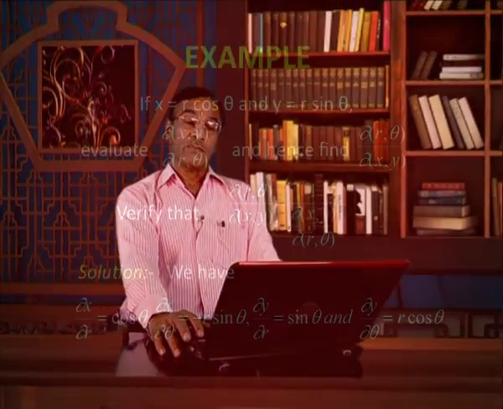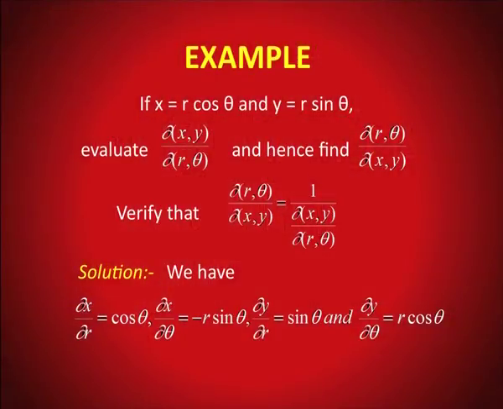Example representing Jacobian is as follows. If x is equal to r cos theta and y is equal to r sin theta, that is x and y are functions of r and theta, then evaluate the partial derivative del(x,y) over del(r,theta), that is the Jacobian of x, y with respect to r, theta, and hence find the Jacobian del(r,theta) over del(x,y), and also verify that del(r,theta) over del(x,y) is the reciprocal of del(x,y) over del(r,theta).